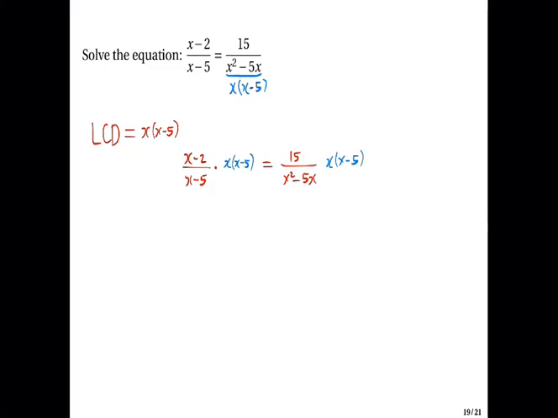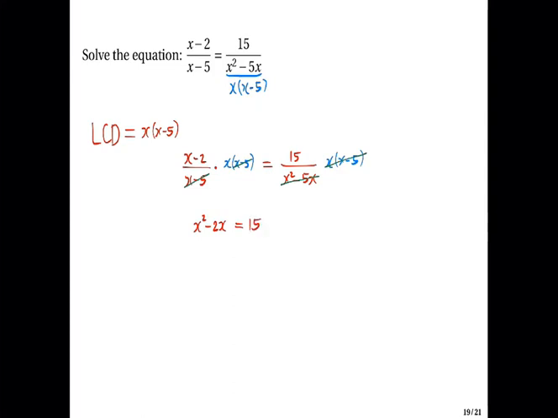But in here, on the left-hand side, we can cancel x minus 5. So what will remain is x minus 2 times x, and that we will get x squared minus 2x. On the other side, we can cancel everything in the denominator. x squared minus 5x is just x times x minus 5, which means that this guy here will cancel this guy here. So on the other side, we just have 15.